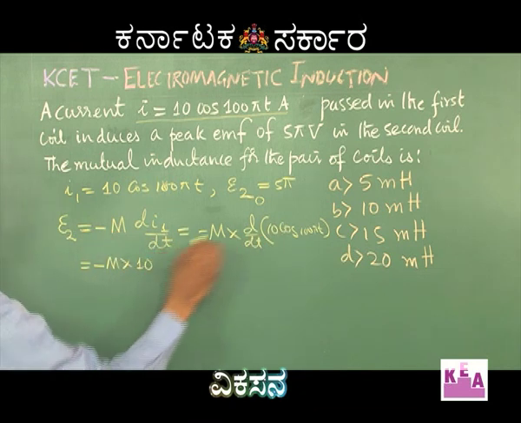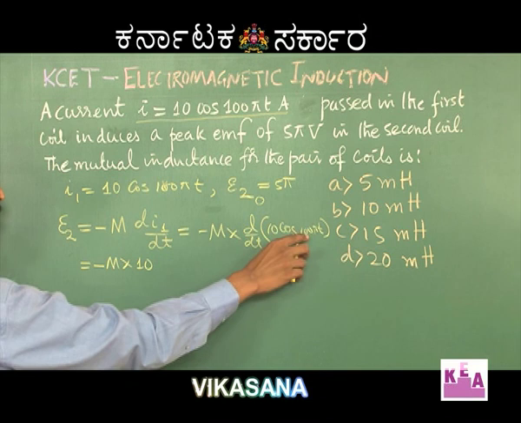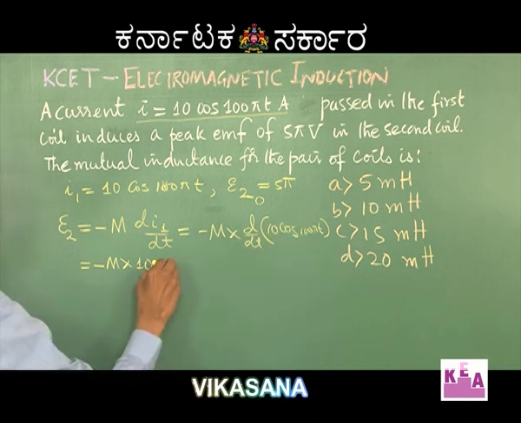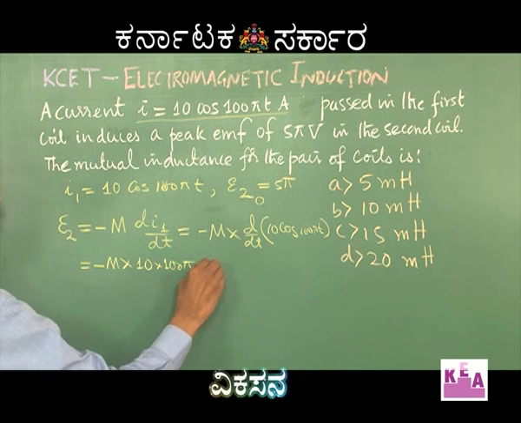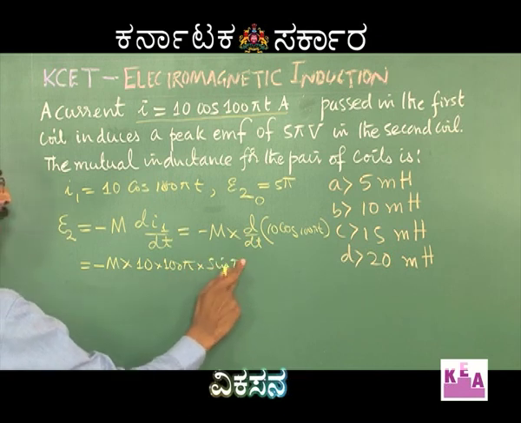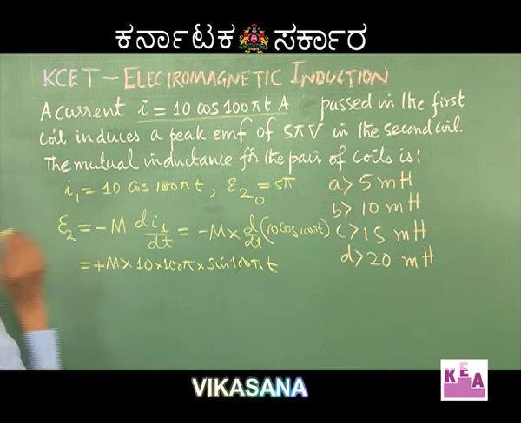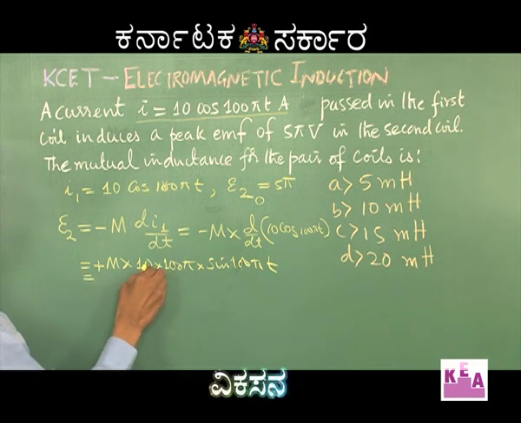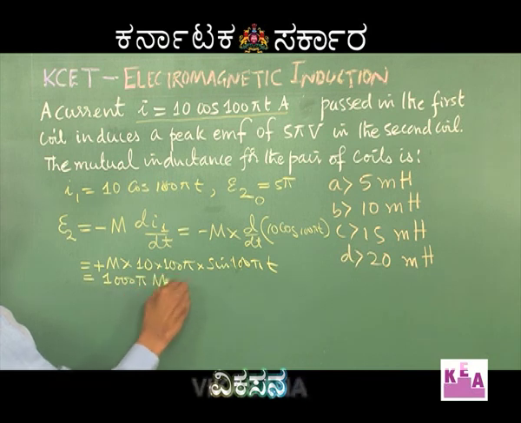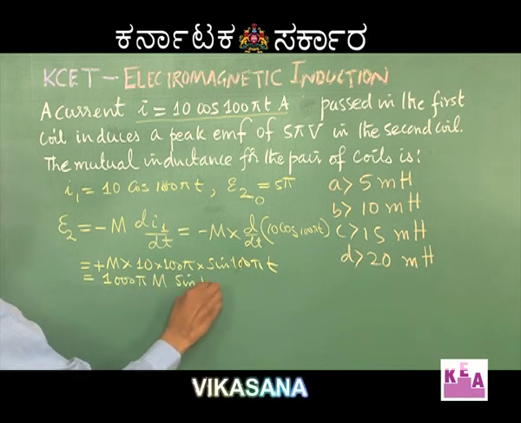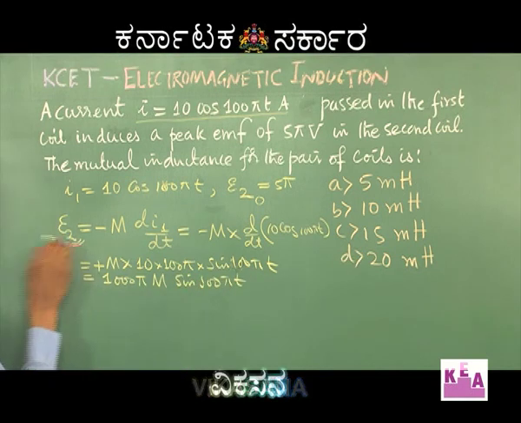10 can be kept outside. d by dt of cos 100 pi t is 100 pi into minus sin 100 pi t. But minus into minus becomes plus. Therefore, I get 100 into 10 is 1000 pi M into sin 100 pi t. This is the instantaneous EMF across the secondary.